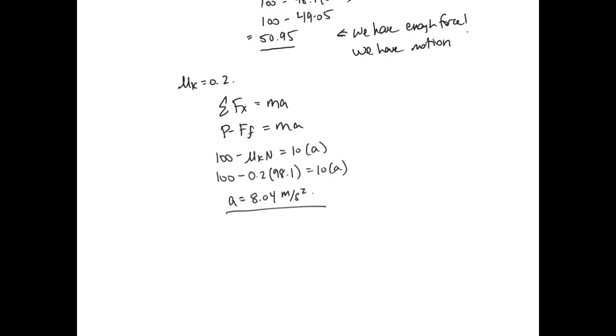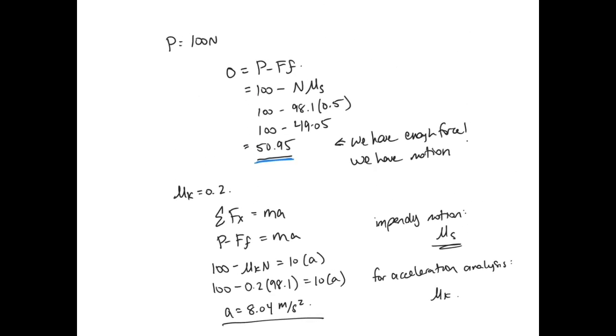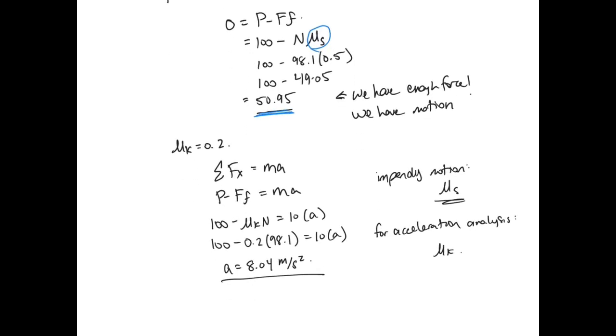A really important thing to note here is that when you're doing the impending motion analysis, you use mu s. Then if you find that there is motion, for acceleration analysis, you use mu k. So I can't just go up here and say, oh, I have 50.95, that's the force to overcome friction, because here I was checking with the static friction. When you're actually doing the motion analysis, you have to use your kinetic friction.